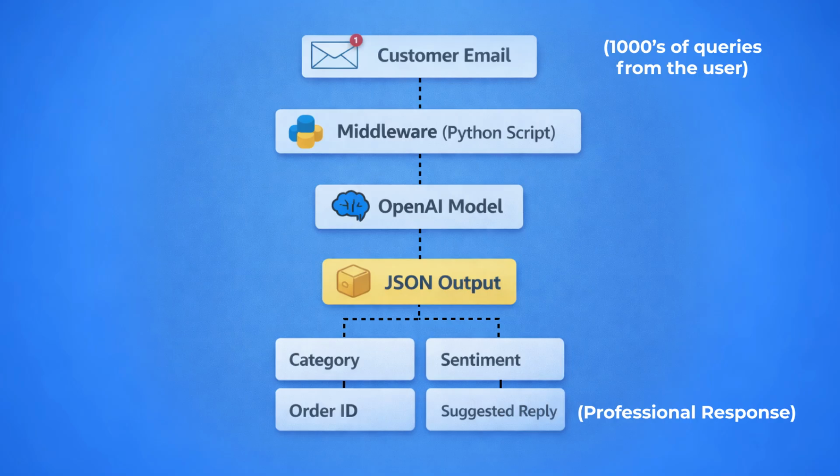So I'm going to reiterate once again. You are getting a lot of emails in a day. This model intelligence is going to read the emails, then classify the issue, extract the order ID, detect the sentiment, whether the email is positive, negative, or neutral, and generate a professional message.